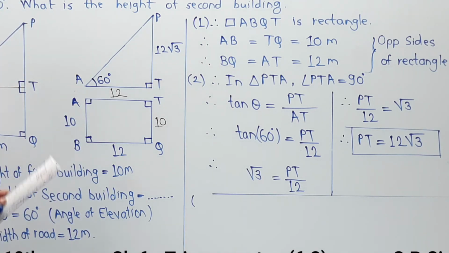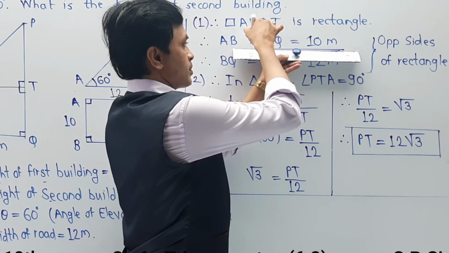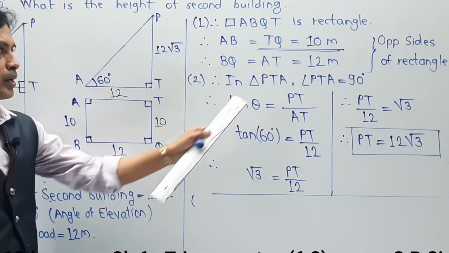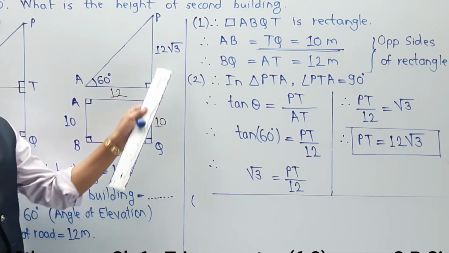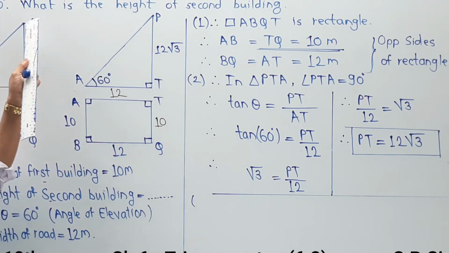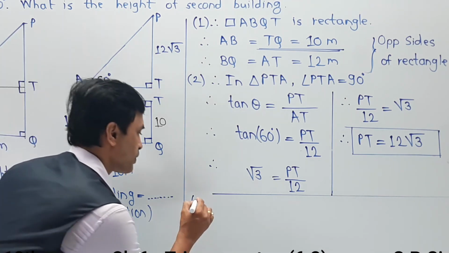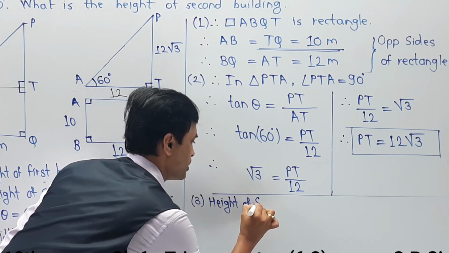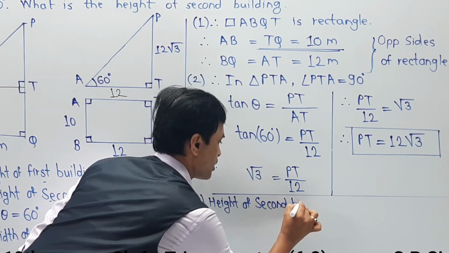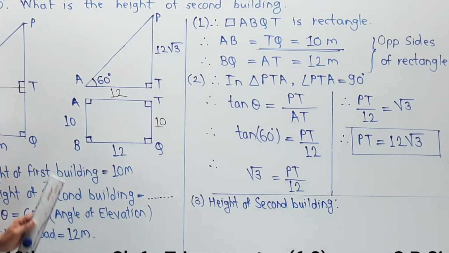First you need TQ. This TQ is available from here, and PT, this PT is 12 root 3, that is available from here. Now you have to make the total addition for PQ. So you have to make the total addition for PQ, in short, the height of the second building. And the part is, therefore, height of second building that is equal to PQ.